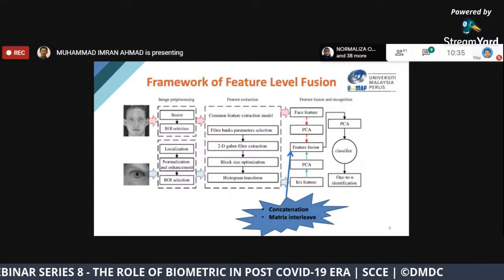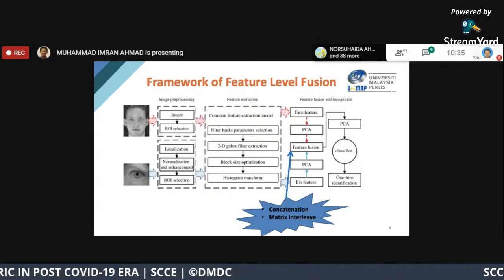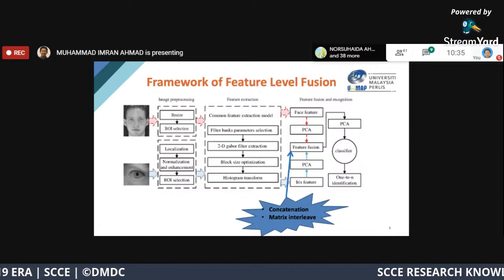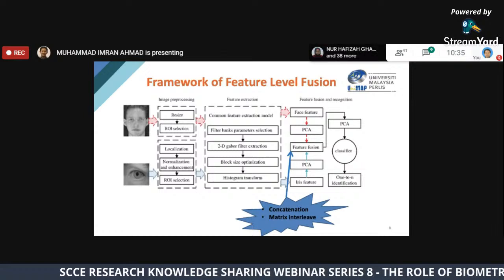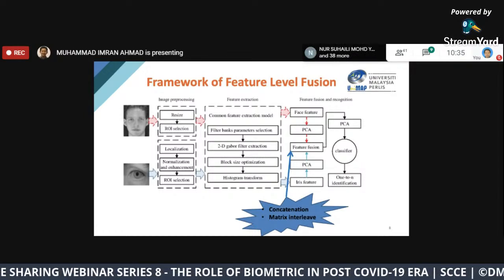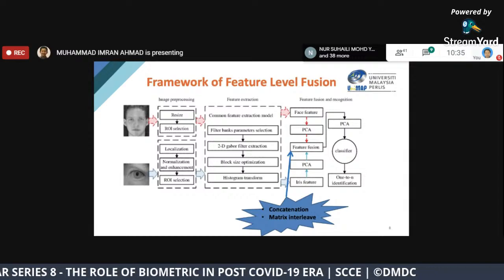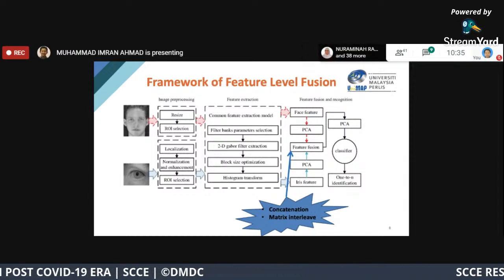Concatenate means if we have one vector of size 20 and another vector of size 10, you just concatenate the two vectors, and then the fused vector becomes size 30. A very simple process. If you try to do it using any programming language, concatenation may be just one line of code, one line of syntax.